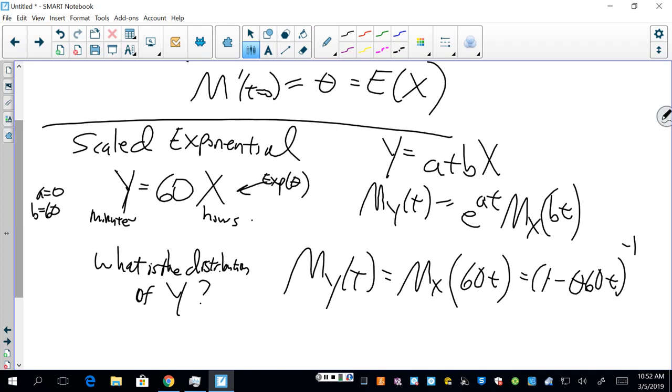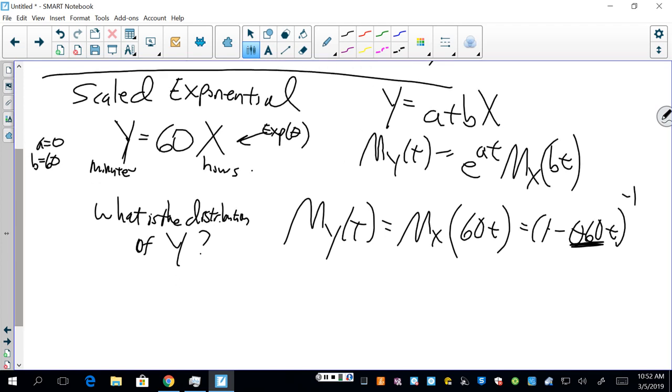So what does this thing look like? Think about putting those things together. It's still exponential. It's still the exponential moment generating function. So the answer then of what is the distribution of y is that y is still exponential. And its rate is 60 times θ, instead of just being θ.